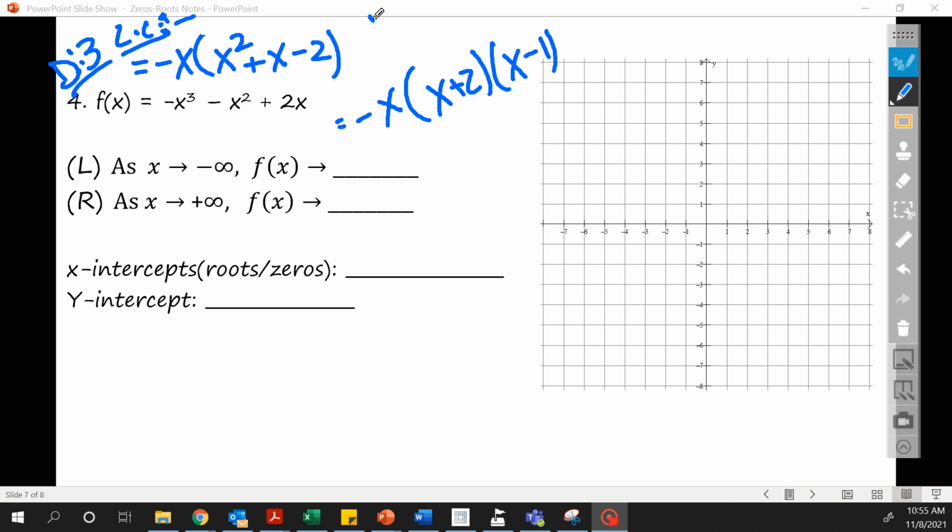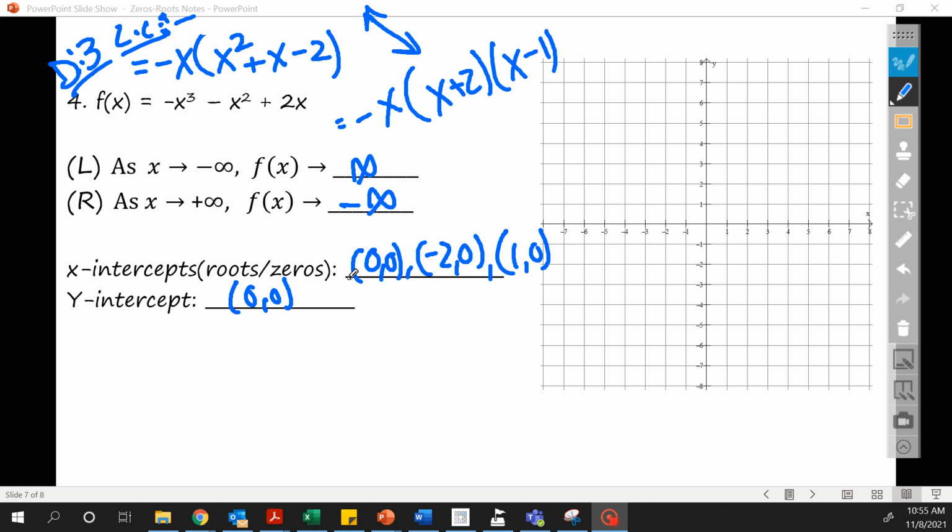Which means it's going to be up on the left side and down on the right side. The x-intercepts: this one, negative x, that's an x-intercept of 0. This one is an x-intercept of negative 2, and this one is an x-intercept of 1. And it passes through all of these because they only show up once. The y-intercept is, of course, (0, 0), because that's an x-intercept, and if you plug in 0, this negative x would make it all 0. So (0, 0), (-2, 0), (1, 0).